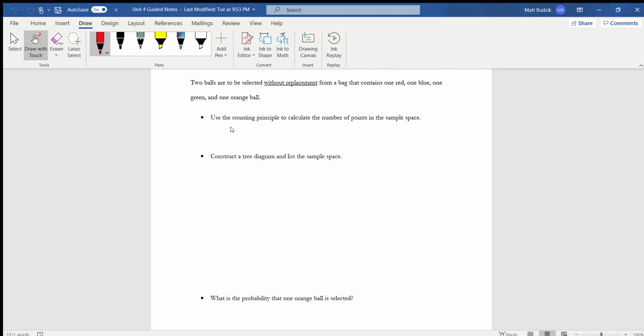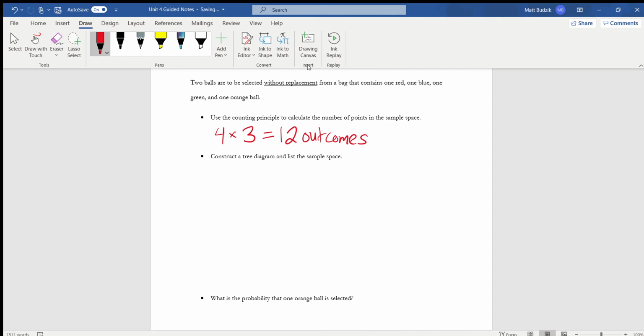final sample space. So we have 4 possible outcomes on that first time that I pick a ball out of the bag. It could be red, blue, green, or orange. So that's going to be my first one is 4. And then we want to multiply it by the number of possible outcomes of the second time. But since whatever I pick from the first one won't be put back into the bag, I only have 3 possible outcomes of that second time I pick a ball. So that means that I'm going to have 12 outcomes here. 4 times 3. So now I want to construct a tree diagram and list the sample space.